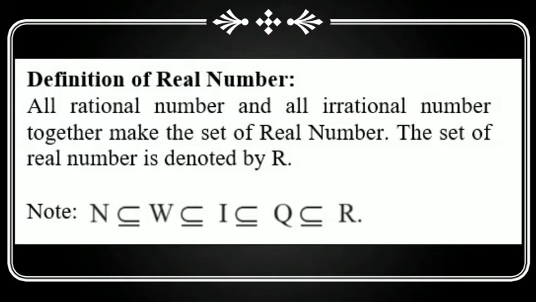Here, N means the set of natural numbers, that is 1, 2, 3, 4 and so on. W means the set of whole numbers, that is 0, 1, 2, 3, 4 and so on. I means the set of integers, that is -3, -2, -1, 0, 1, 2, 3 and so on. Q means the set of rational numbers, that is p by q, where p, q belong to I, q is not equal to 0. R means the set of real numbers.